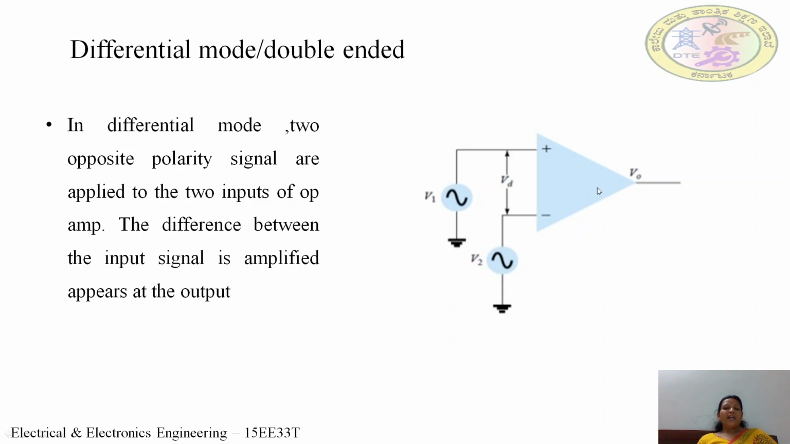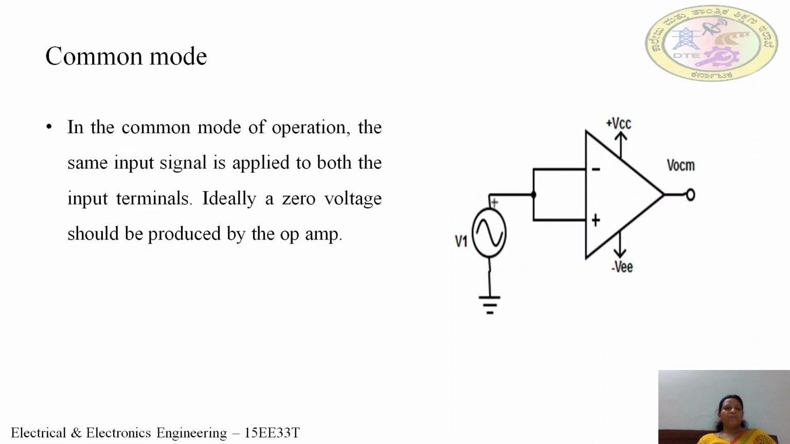So the operational amplifier amplifies the difference of the two input signals applied at its inputs. So this is the differential mode of operation of the operational amplifier. This is also called double-ended mode of input application. The third one is the common mode.